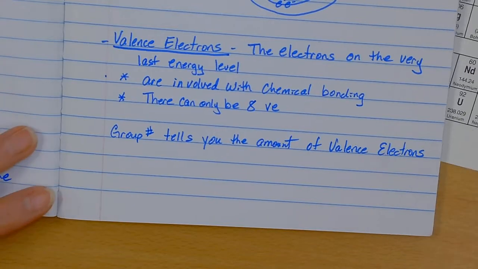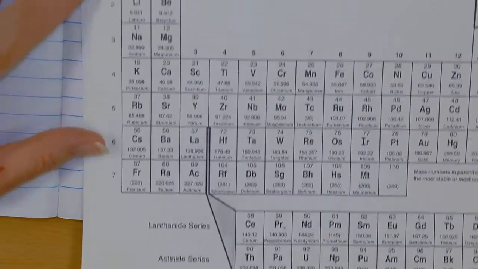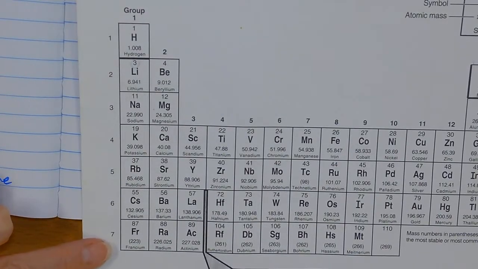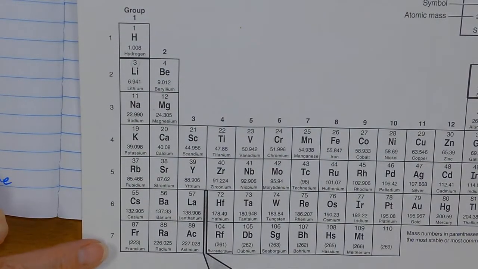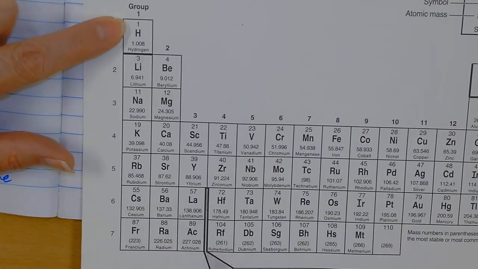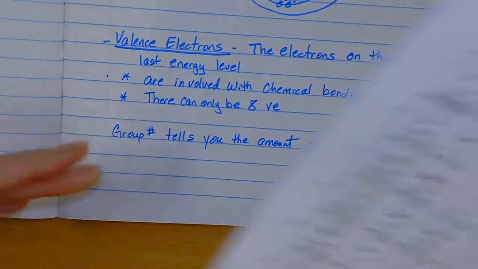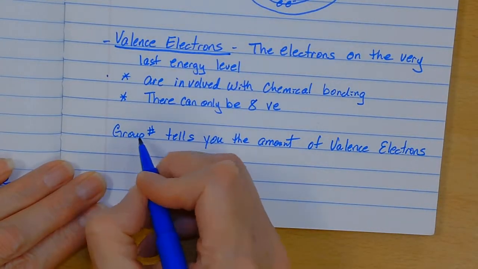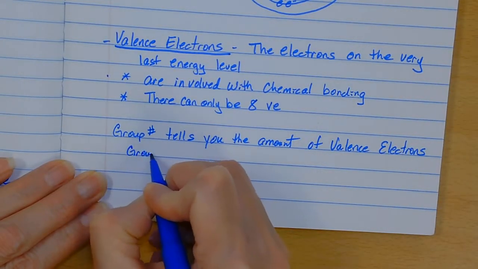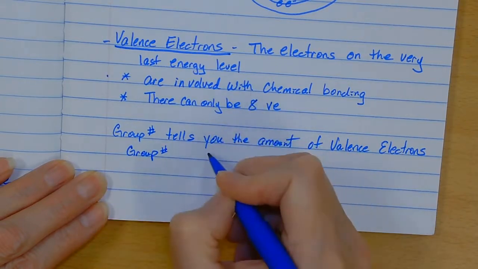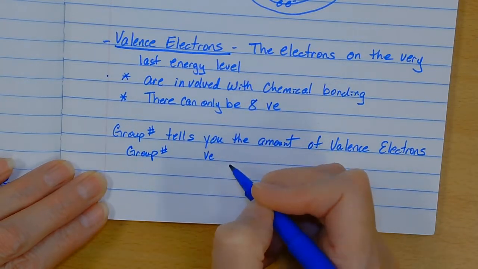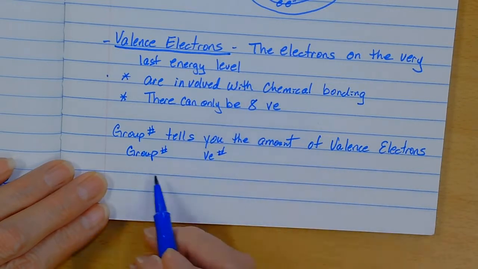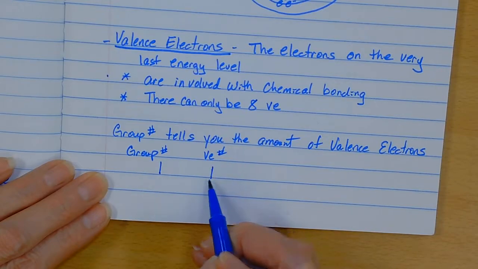All right, so group 1, from hydrogen down to francium, all have the exact same number of valence electrons. Group 1 has 1. Let's just put group number and VE for valence electron number. So group 1 has 1.